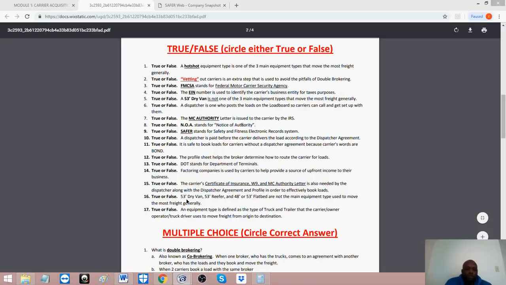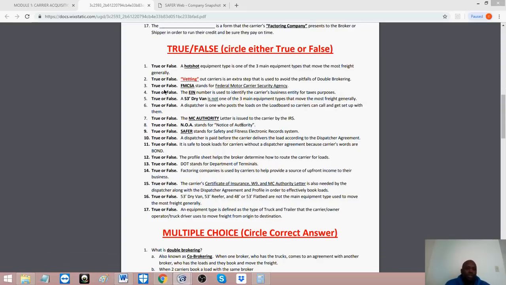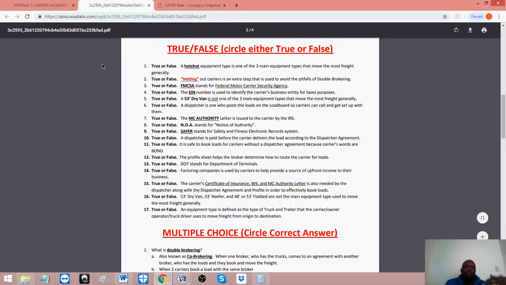Number 16, 53-foot dry van, 53-foot reefer, and 48 or 53-foot flatbed are not the main equipment types used to move freight most frequently. That's false, because they are. Those are the ones you see on the road all the time. Pretty standard, pretty frequent. If you go out on the interstate, you're more likely to run into a dry van, flatbed, or reefer than a hot shot, a straight truck, a transit van, or a cargo van.